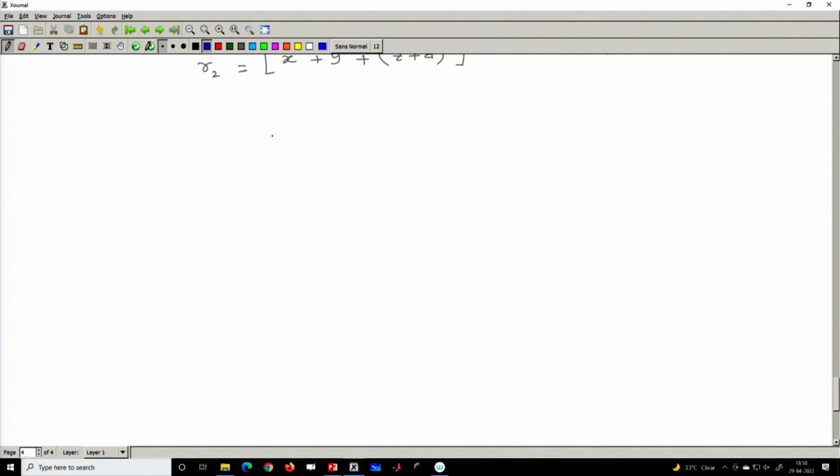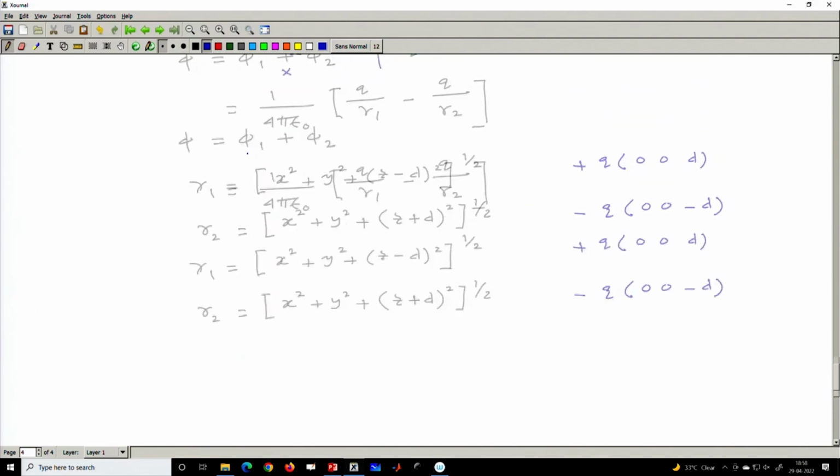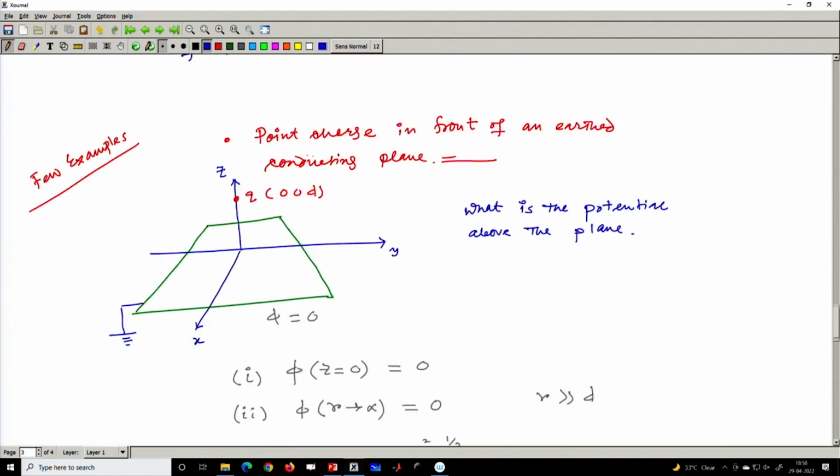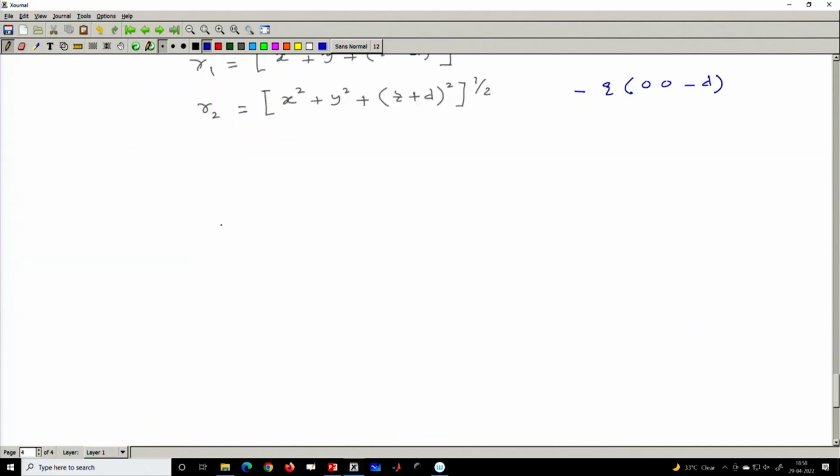Now, let us find out what the induced surface charge is, because if you put a point charge q here and you have a conducting plane, then some induced charge will be there, and that induced charge we would like to find out first.